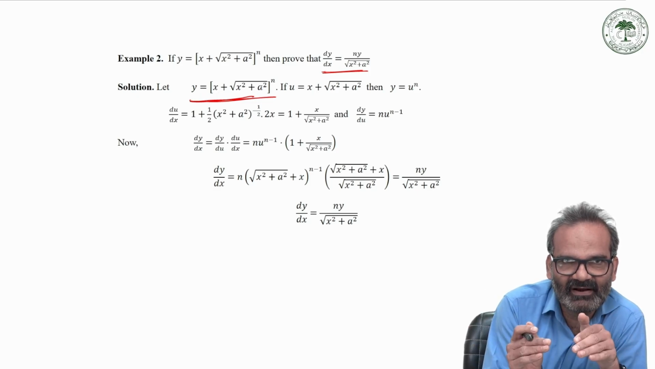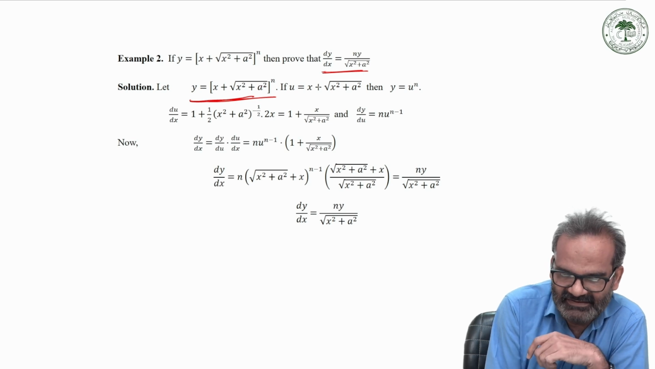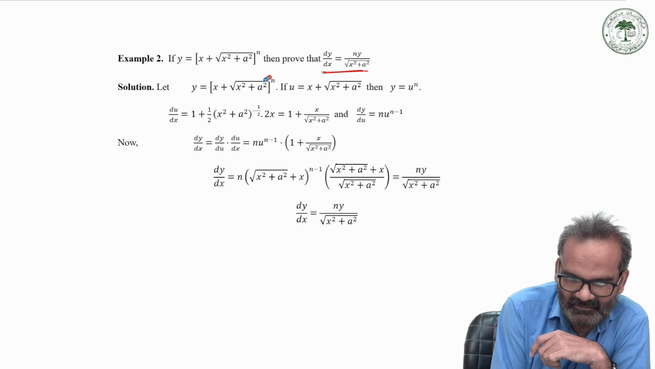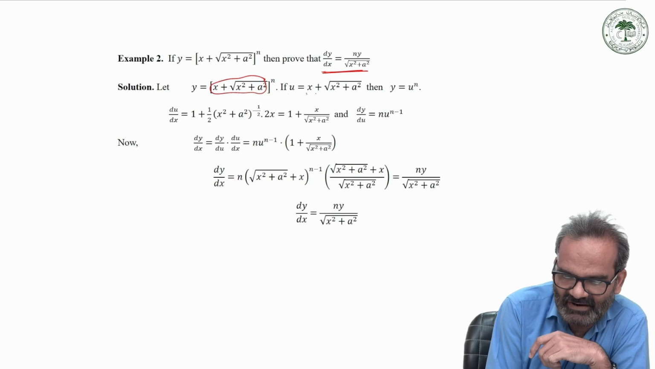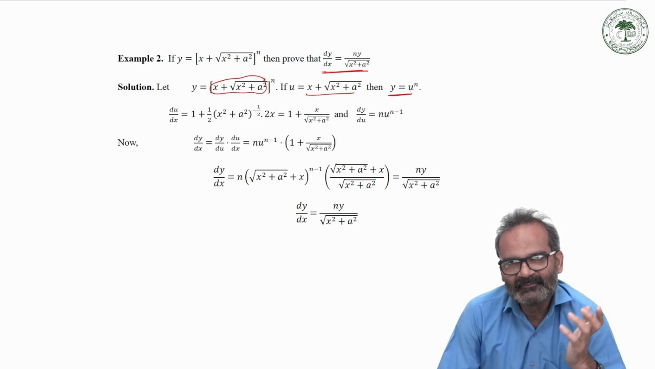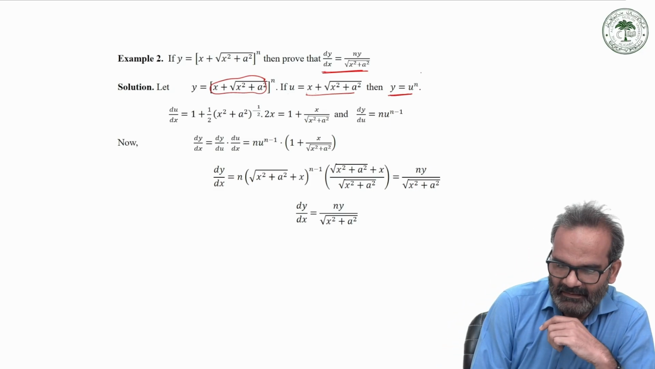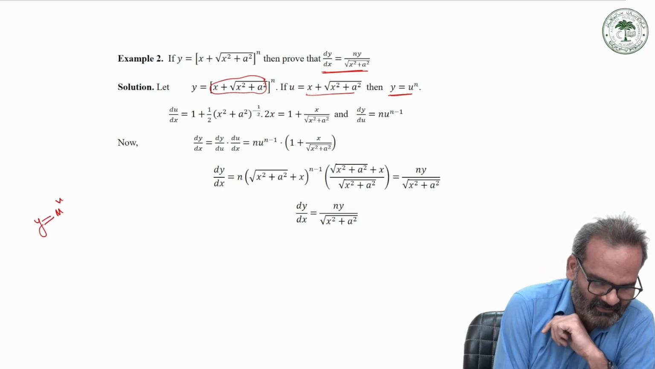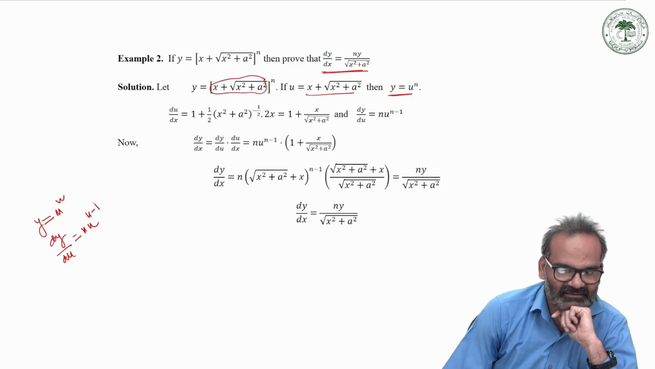We will insert a new variable u in between x and y. We take this term only, this one, as u. If u is x plus root x square plus a square, then what is y? y will be left as y is equal to u raised to the power n. Now you have to find out the derivative of this. So y is equal to u raised to the power n, then dy over du will be what? n u raised to n minus 1 by the formula of x raised to the power n, right?